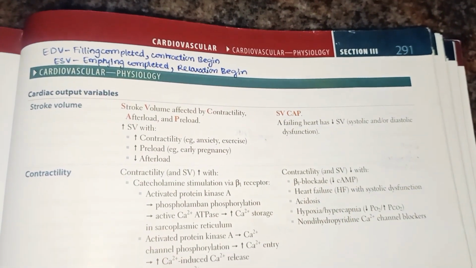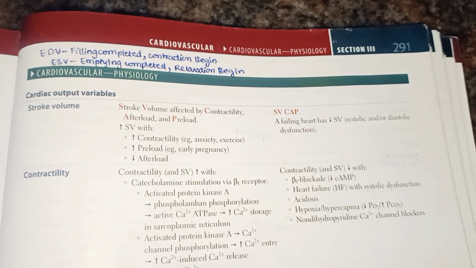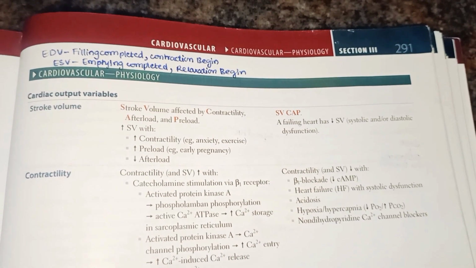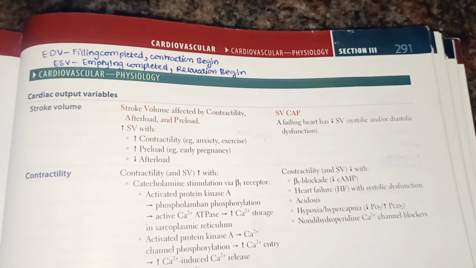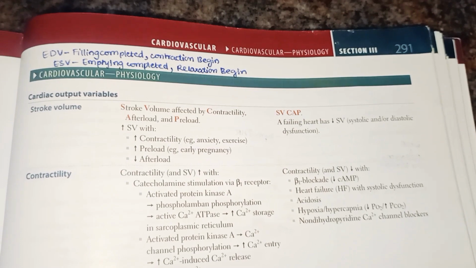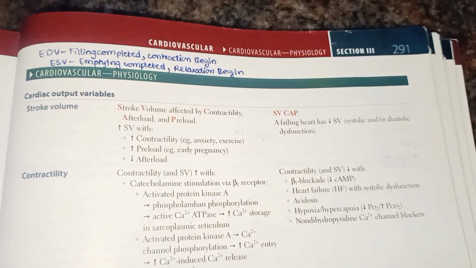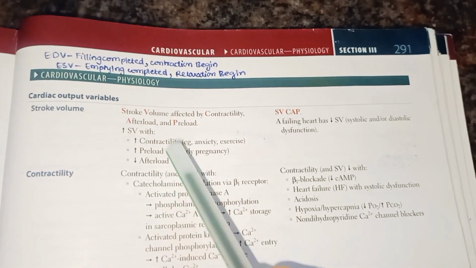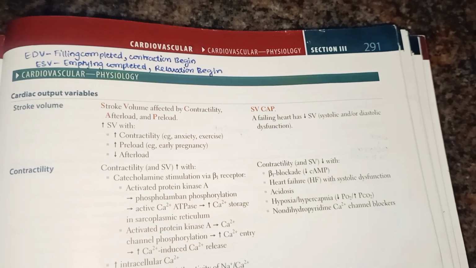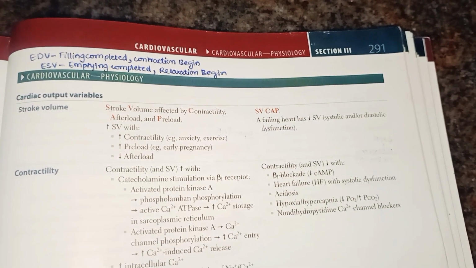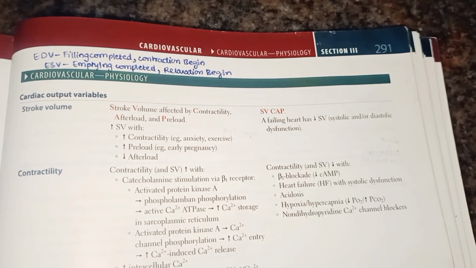And increase in preload, of course if there is more filling of blood, then there will be more stroke volume, because more blood is coming, more we will pump it out, right? So more preload, more stroke volume. This is seen in early pregnancy. In early pregnancy there is more preload, so there will be more stroke volume. Next, decreased afterload will lead to increased stroke volume, of course, because afterload is like an opposite pressure.